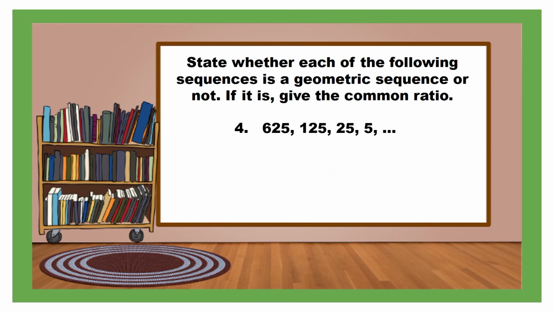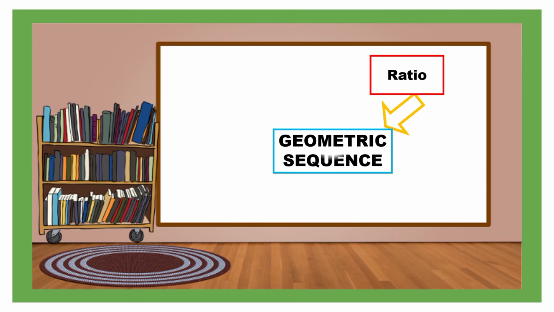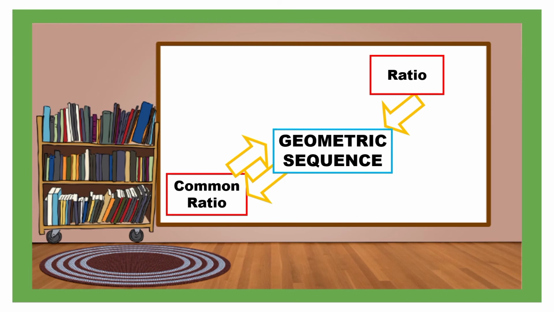Number 4. 625, 125, 25, and 5. It is a geometric sequence. Its common ratio is 1/5. And now, to recapitulate our episode about geometric sequences, ratio plays an important role in identifying geometric sequences. And we can say that a sequence is a geometric sequence if it has a common ratio.